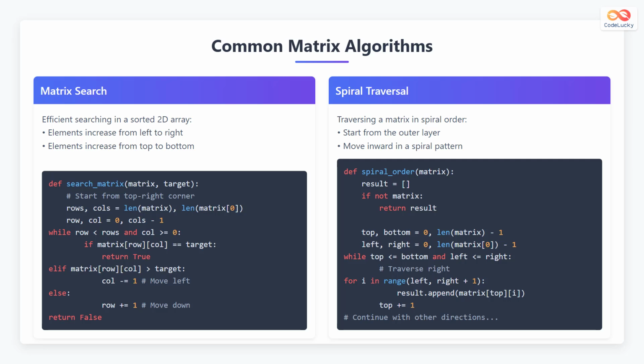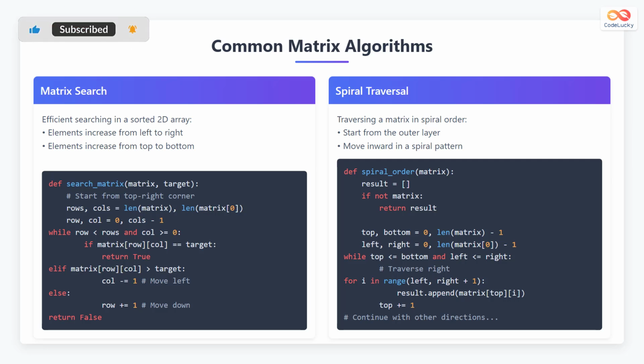Spiral traversal involves traversing a matrix in spiral order. Start from the outer layer and move inward in a spiral pattern. To implement this algorithm, define a function called spiral order and pass in the matrix. The result can be stored in a list. If the matrix does not exist, then return the result.